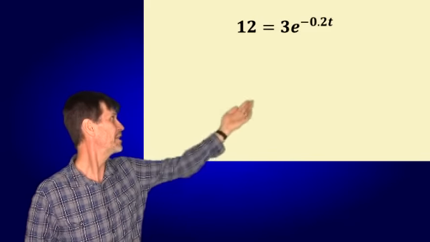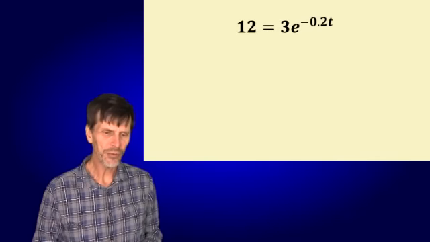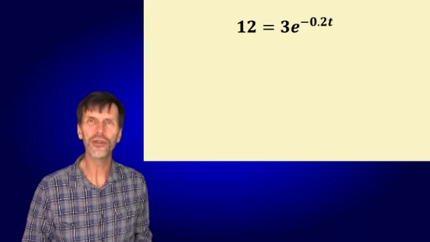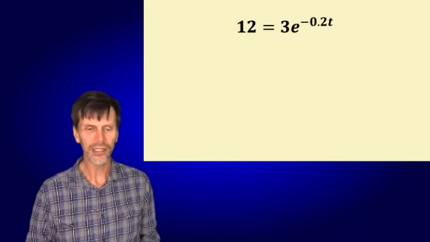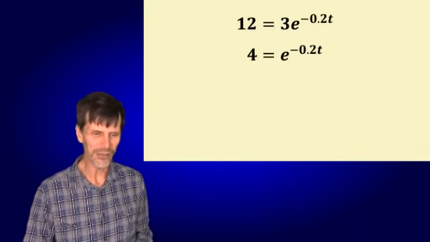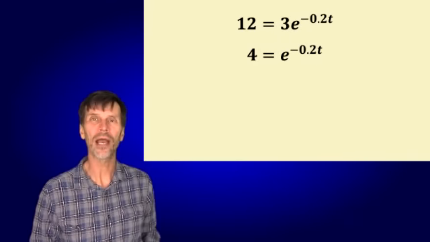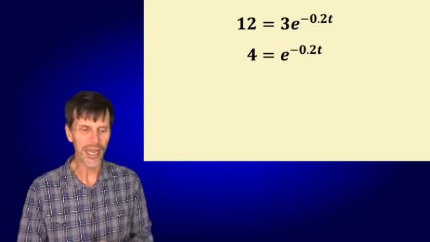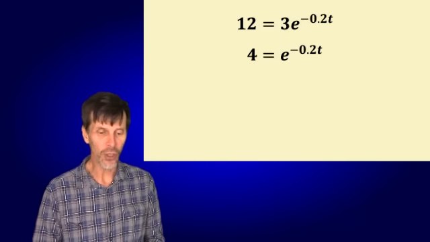If there's an unknown in the exponent, we always want to isolate that exponential part. So in this case, we want to get the e to the negative 0.02t by itself. That 3 is in the way. It's a multiplier. Let's divide both sides by 3 as the first step. That gives us 4 is equal to e to that unknown power. We have it right where we want it now. In order to solve an unknown in the exponent, we must use logarithms.